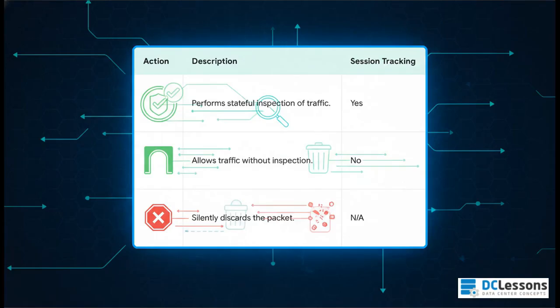So let's look a little closer at the actions you can take. Inspect is going to be your best friend for most situations. It's stateful, it's smart, it's secure. Then you have pass, which is more like a simple gate. It lets traffic through without tracking the session, meaning you need another rule for the return trip. And drop is, well, it's exactly what it sounds like. It just silently throws away any unwanted packets.